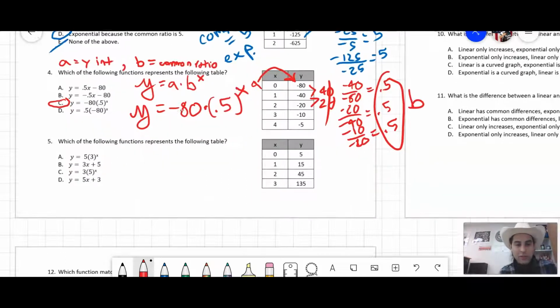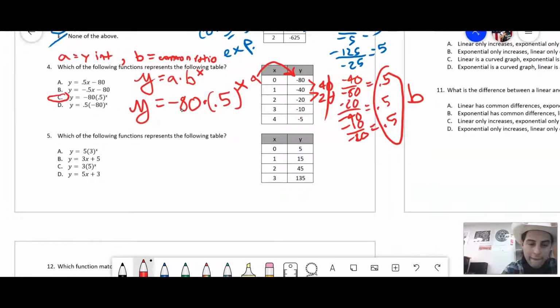All right, let's look at number 5. Which of the following functions represents the table? Once again, let's see if there's a common difference. Let's subtract first. 15 minus 5 is 10. 45 minus 15 is 30. Can you already see that there is no common difference? It is not linear.